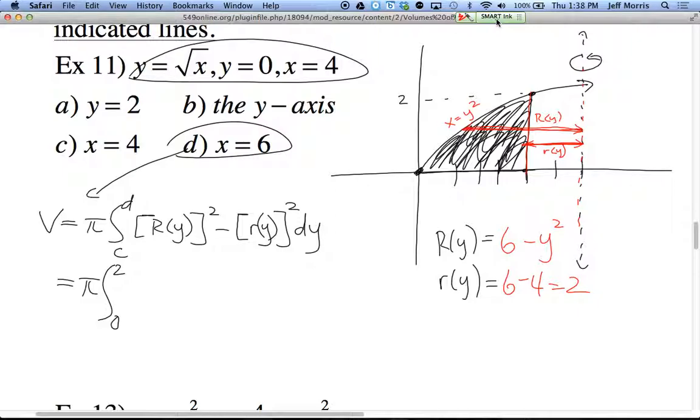So we got our outer radius. So we're going to have 6 minus y squared minus 2 squared dy. And there's your setup. And you can simplify it if you want, but we're just going to plug it in the calculator and get the answer. So there you have it.